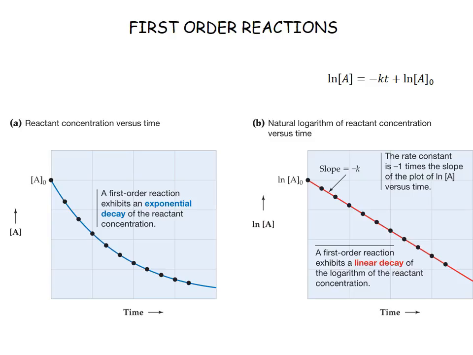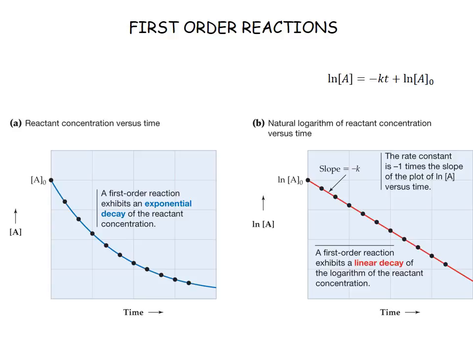Now we've looked at first order rate laws, and you can see the equation for the first order rate law in the upper right hand corner. Natural log of A equals negative kt plus the natural log of A sub 0. The graph below it in part B shows that the plot of natural log of A along y as a function of time along x should be a straight line. The slope is negative k, as you can see both in the graph and also in the equation above.